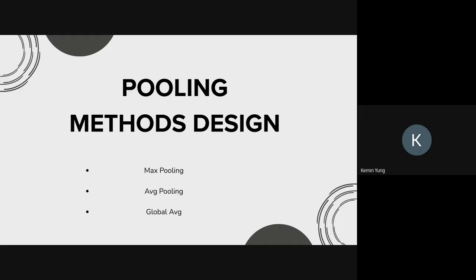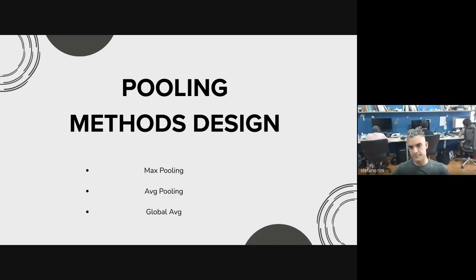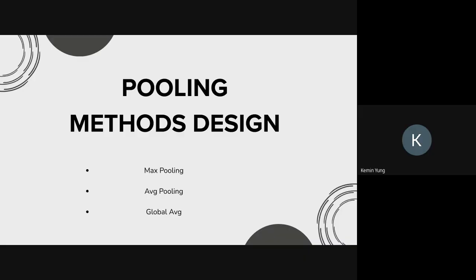And in this experiment, we compare three different pooling methods. The first is max pooling, which selects the maximum value in each region and focuses on the most prominent features. The second is average pooling, which computes the mean and produces smoother feature maps. The third is global average pooling, which reduces each feature map to a single value, significantly reducing the number of parameters. All models are trained with the same settings to ensure fair comparison.